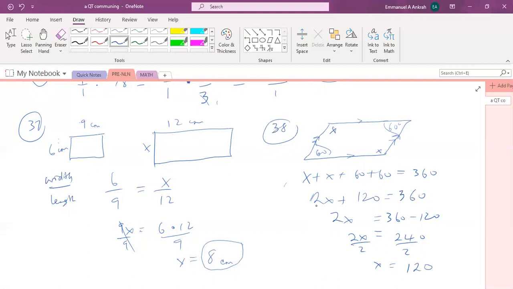Number 39, I believe we should be able to do that. What percent of 75 is 5? So identify the is and identify the of, and set up a percent proportion.